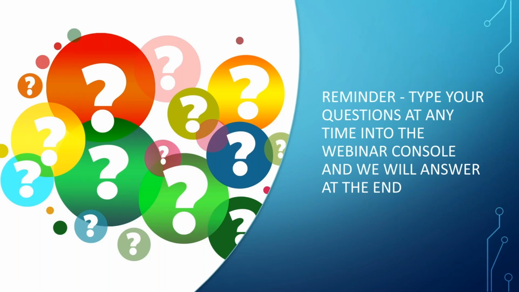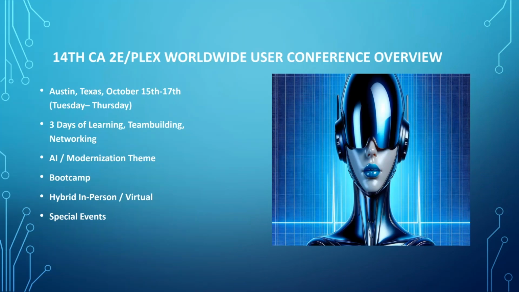Thank you, Mark. All right, it's hard to believe, but here we are on the 14th Plex 2E Worldwide User Conference. It's hard to believe that we've had 13 of these, and it all started back in Boise. Who would have thought we'd now be on number 14? But anyway, this conference is in Austin, Texas. It's October 15th through the 17th, Tuesday through Thursday. A little different than in the past. We've usually done Monday through Wednesday, so we're changing things up just a little bit.